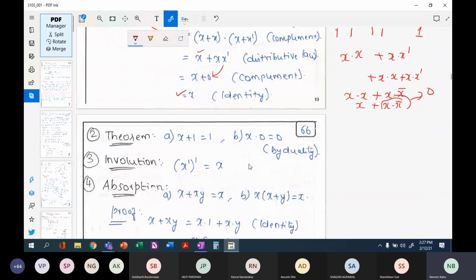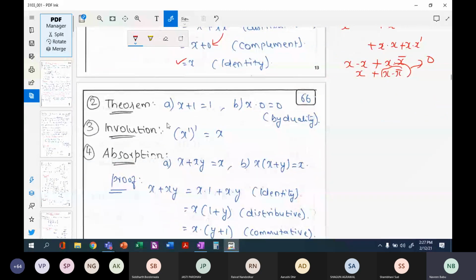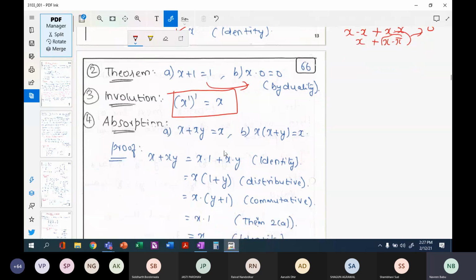Now let's move on to further theorems. X plus 1 is equal to 1. You can apply the duality principle to it: x dot 0 is 0. The complement of a complement is x. Please note that we will be using this very often when you are trying to implement a complex circuit into a NAND only circuit or a NOR only circuit. Then the absorption rule, x plus xy equal to x, and x dot (x plus y) is also equal to x.